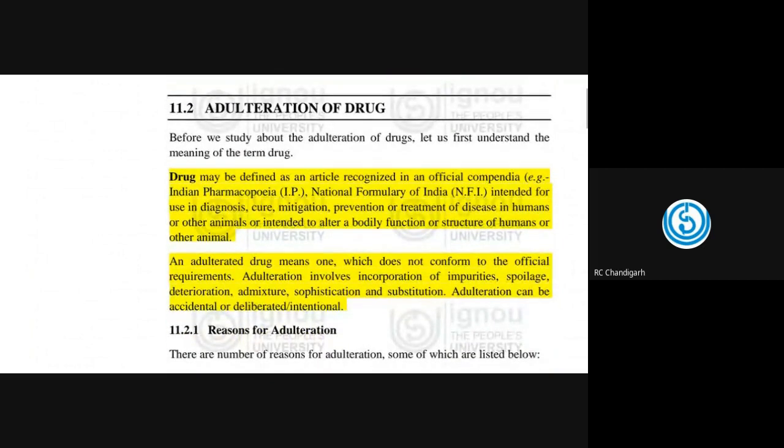So what is an adulterated drug? An adulterated drug means one which does not conform to the official requirements. Adulteration involves incorporation of impurities, spoilage, deterioration, admixture, sophistication, and substitution. Adulteration can be accidental or intentional. So, any substance which is not beneficial or which is not required in any drug and it is added in the drug to just increase the volume of the drug, it is called as adulteration.